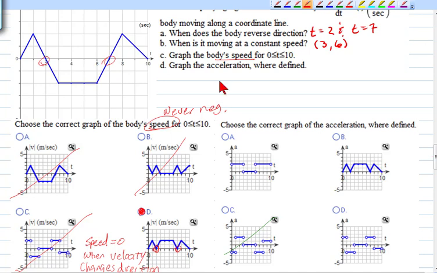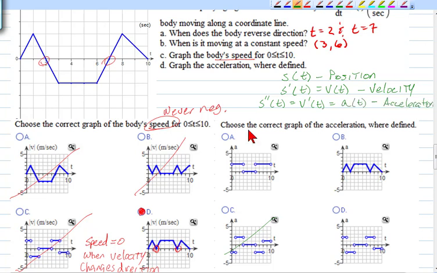Part D says graph the acceleration where it's defined. Acceleration is the derivative of the velocity. This is the order in which things progress. We have the position function. The derivative of the position is velocity. And the second derivative of the position function is the derivative of velocity, which is the acceleration function.